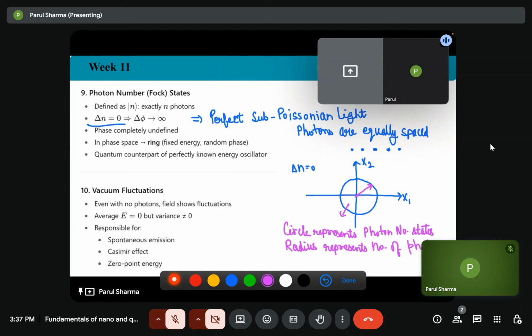And we saw that with no photons, the field shows fluctuations. The average electric field is 0, but the variance is not equal to 0, and it is responsible for spontaneous emission, zero point energy, and the Casimir effect. One important thing to note here is that photon number states are not minimum uncertainty states. As n increases, the uncertainty product also increases.